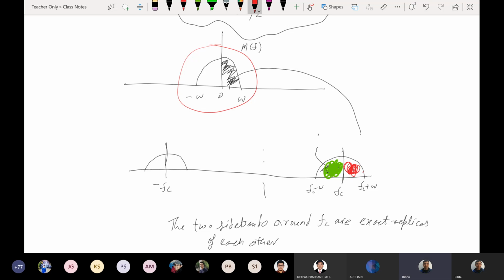But if you have a complex baseband signal, complex valued in the time domain, then obviously the spectrum won't be symmetric, and both these sidebands will contain different amounts of information. But for a real valued signal, both contain the exact same information. So you're sending the same thing twice. You get my point? Yes, sir. Excellent.